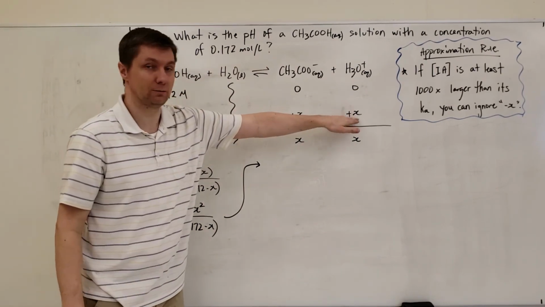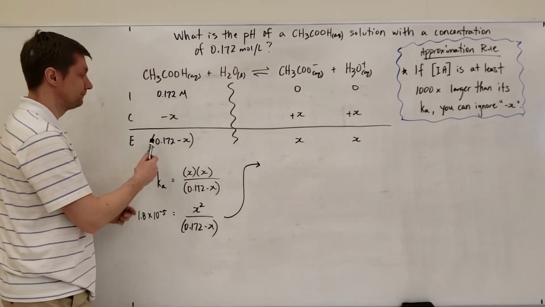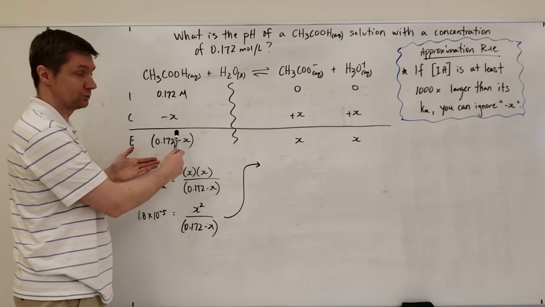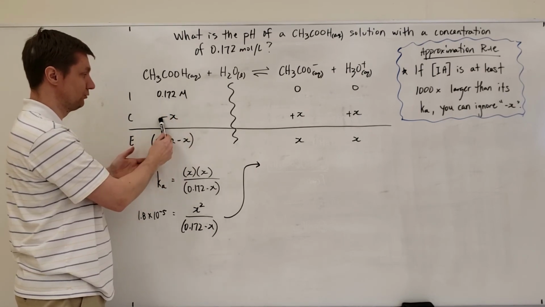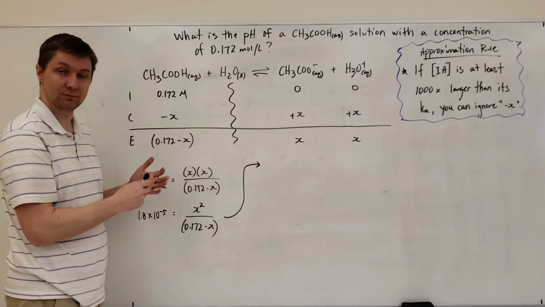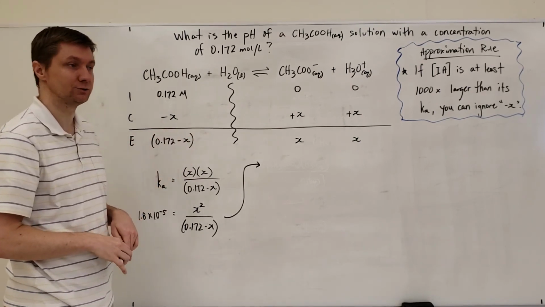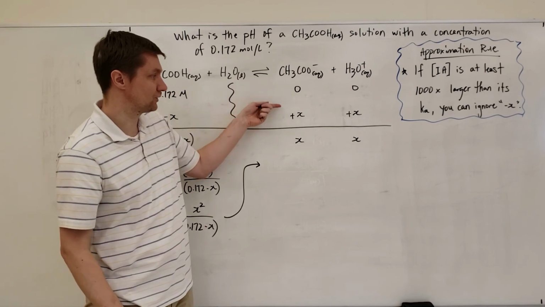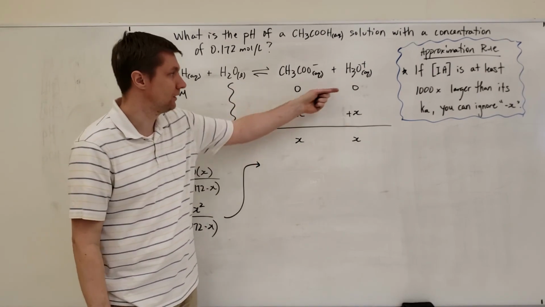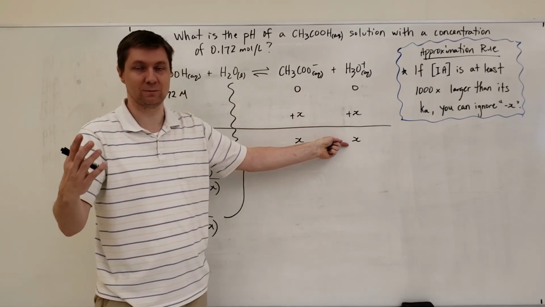So these ratios still hold true. So plus x and a plus x here. And so my equilibrium concentration is going to be 0.172 minus the x. That's whatever this calculation is going to be, that's my equilibrium concentration for that. And this is just 0 plus x, which just gives me x. And this is 0 plus x, which just gives me x.